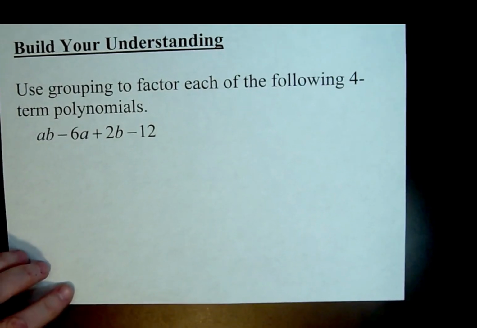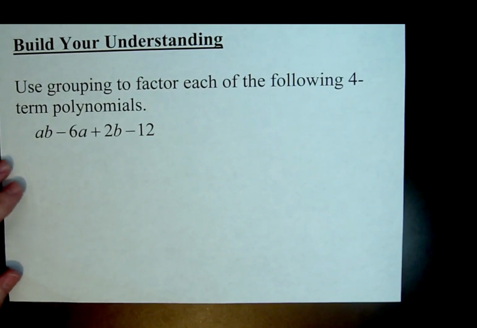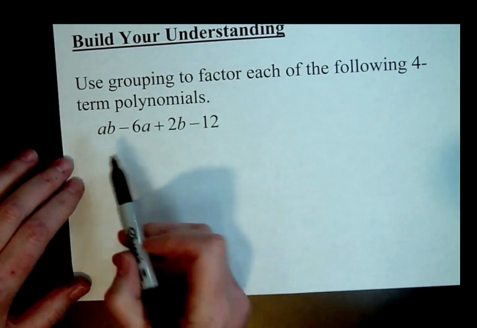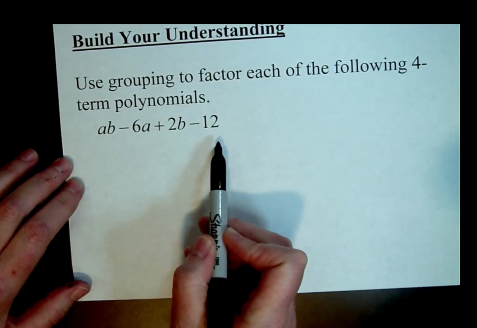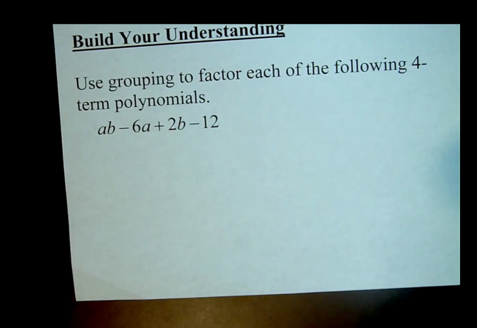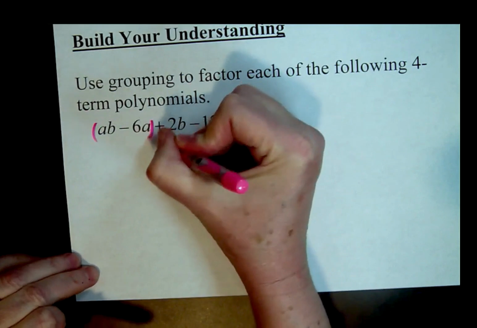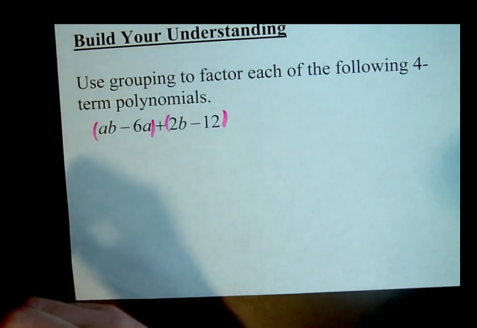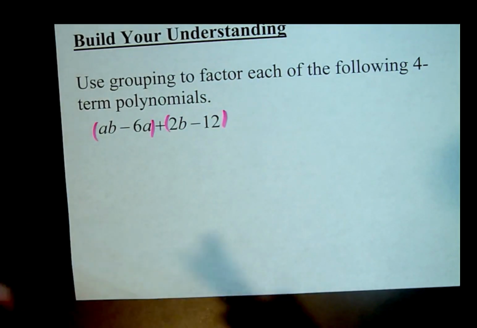Welcome back. Let's do some factoring by grouping. So first I ask myself, is there a GCF to take out? But there's not. So I'm going to form the polynomial into two groups and ask myself, what GCF can I take out of each group?